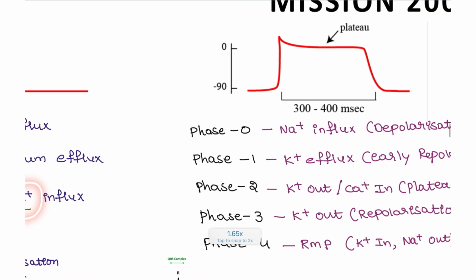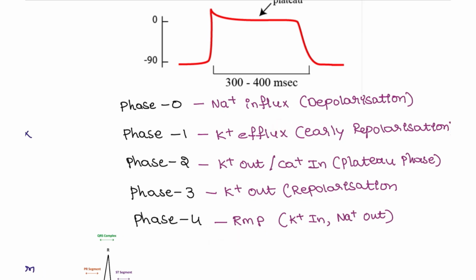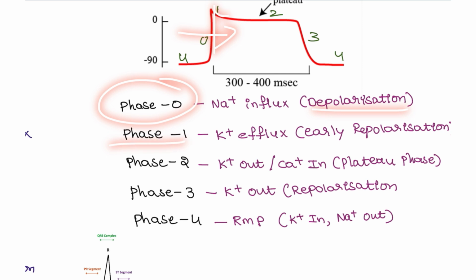Next, coming to the ventricles, here you can see the ventricles. In the ventricles, you have to understand this is phase 0, phase 1, phase 2, 3, and 4. What is happening in phase 0? Here you can understand by the image itself. In phase 0, there will be sodium influx, right? Depolarization is seen. Next, phase 1, sudden early repolarization because potassium is going out.